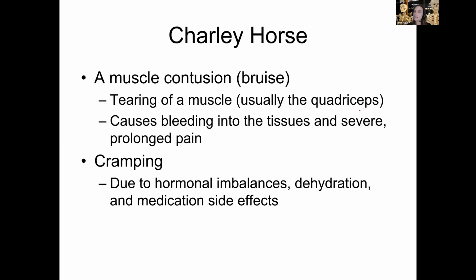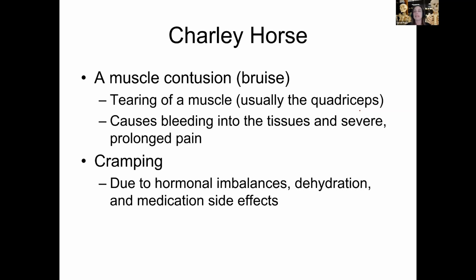The last disorder I'll mention is a Charlie horse. This is a bruise to the muscle. Usually the muscle tears and you get bleeding in the area. That's what a bruise is. It's very common in the quadriceps and the hamstrings, and it causes pretty severe cramping.